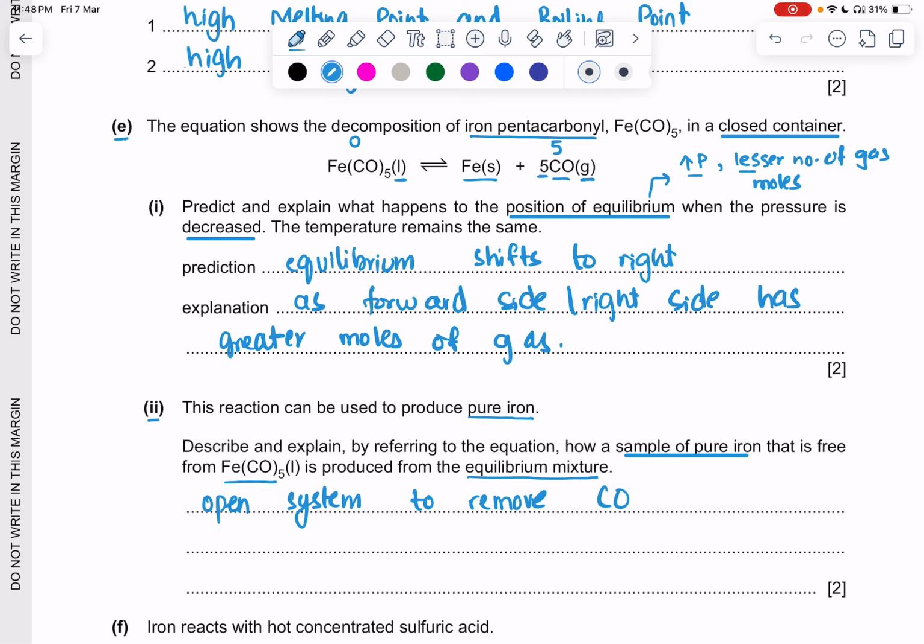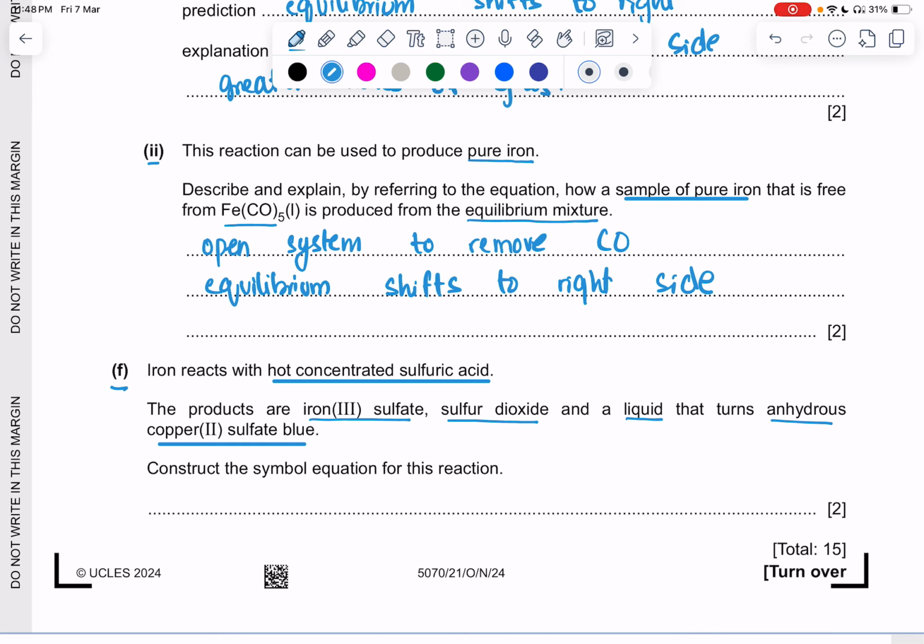Now part F, iron reacts with hot concentrated sulfuric acid. The products are iron 3 sulfate, sulfur dioxide, and a liquid that turns anhydrous copper 2 sulfate blue. Anhydrous means no water, and no water means we have copper sulfate in a white color. If the copper sulfate turns blue, that liquid must be water, meaning the copper sulfate gets hydrated. So construct the simple equation for this reaction.